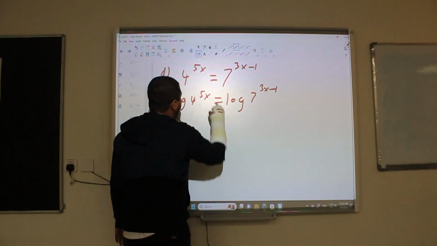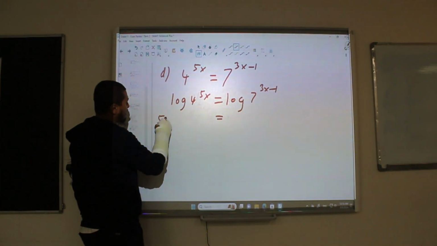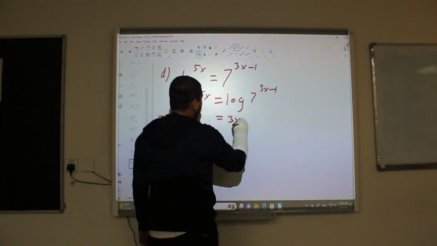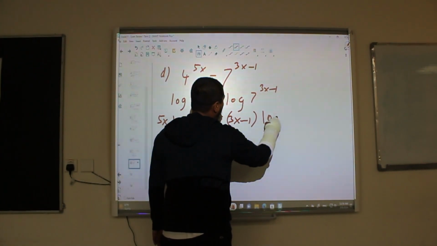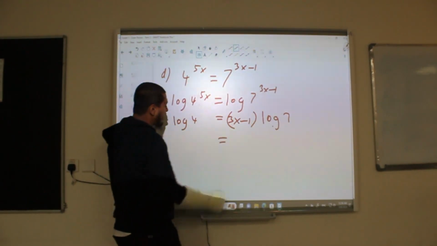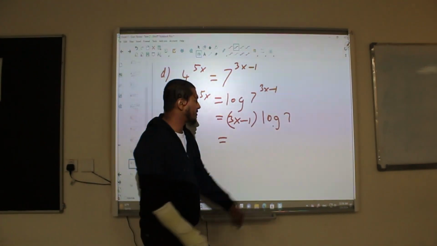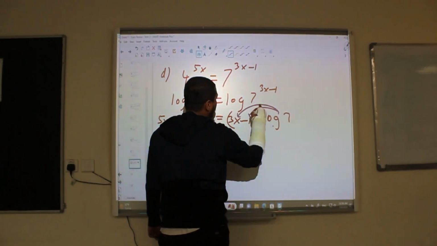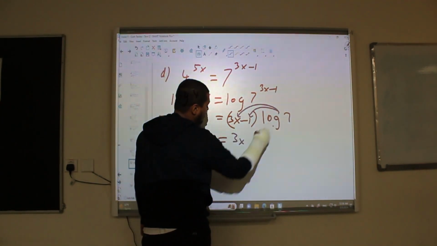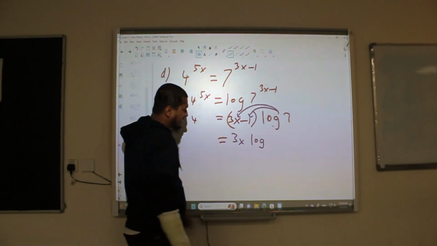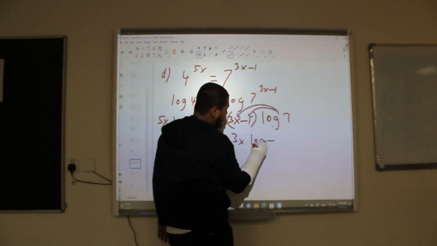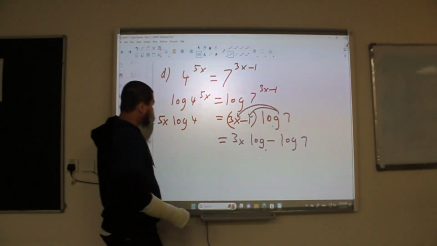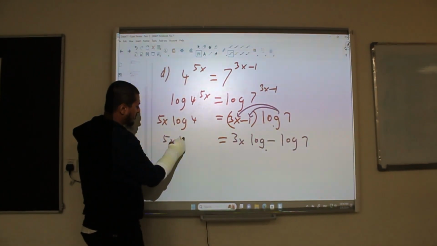We will bring the powers to the front, right? Power rule of log. So 5x log 4 equals 3x minus 1 times log 7. Now, because we have two terms on this side, we need to open up the brackets. So we have 3x times log 7, so 3x log 7, minus 1 times log 7, which is just log 7. And this is 5x log 4.